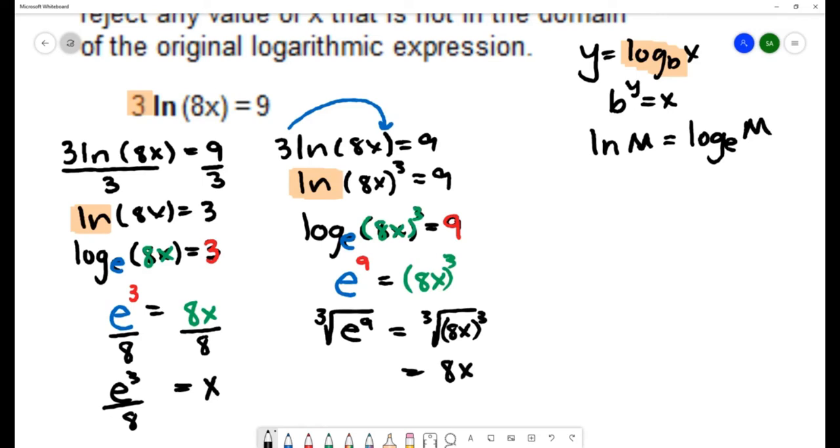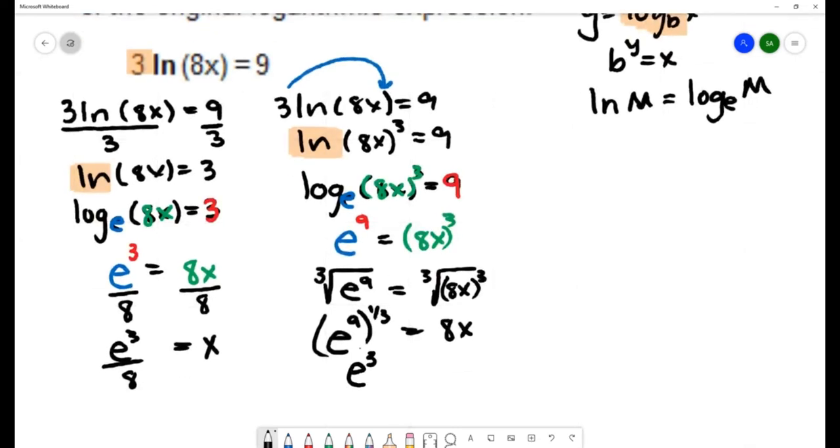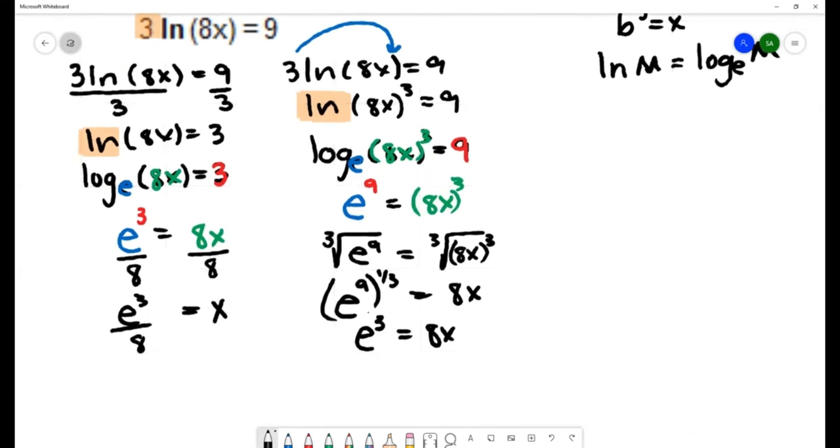On the left-hand side, we have to simplify that radical. And if you don't remember the details of how to do that, one strategy that you could do is rewrite that radical as an exponent. So that would be e to the ninth to the 1/3 power. And then you can multiply those powers together and it becomes e cubed. And you can see here we're in the same state as the other equation. We can divide both sides by 8 and get x equals e cubed over 8. So both strategies for solving this got us to x equals e cubed over 8.